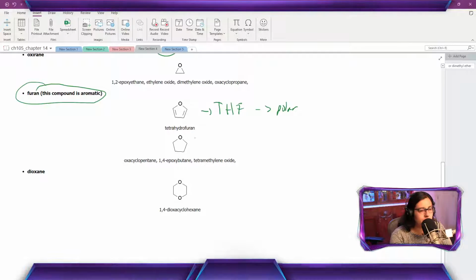And then another common group is dioxane. So this is another great solvent. And this is 1,4-dioxycyclohexane, or just dioxane.